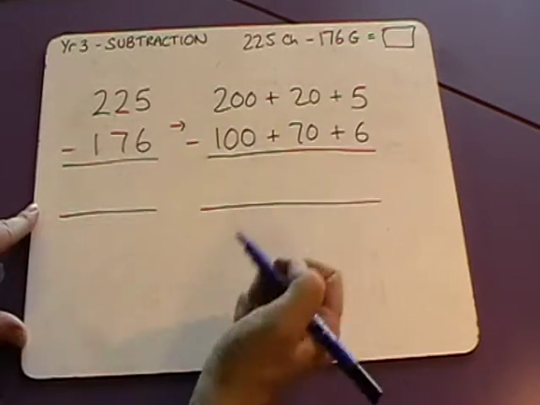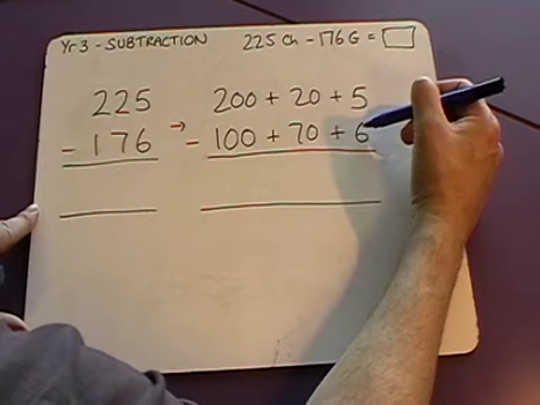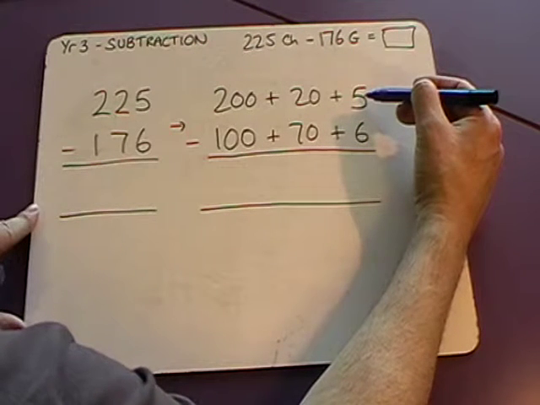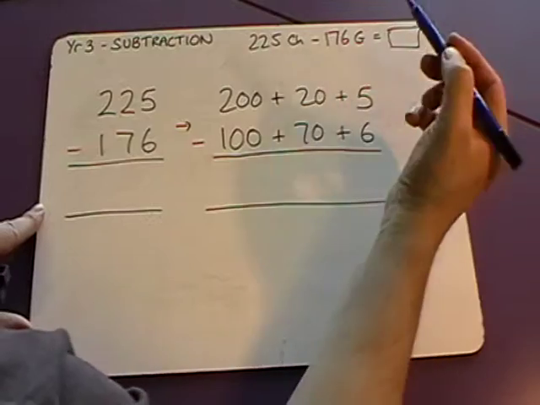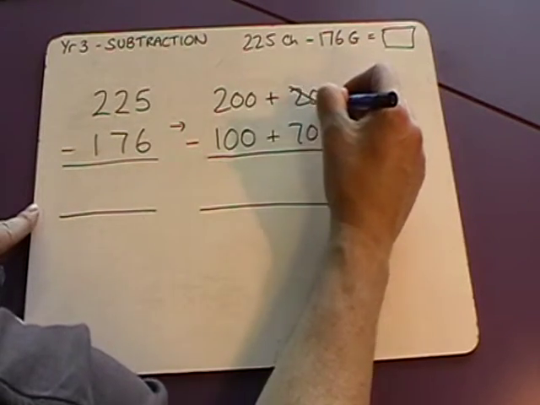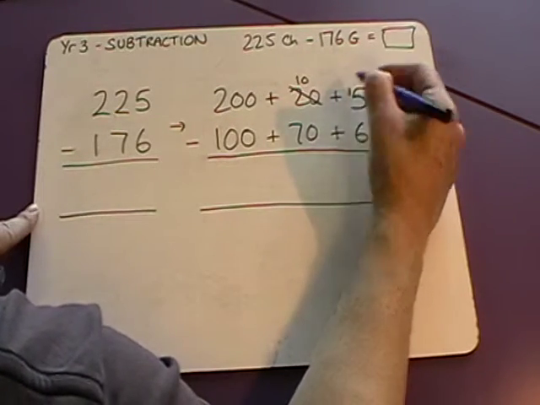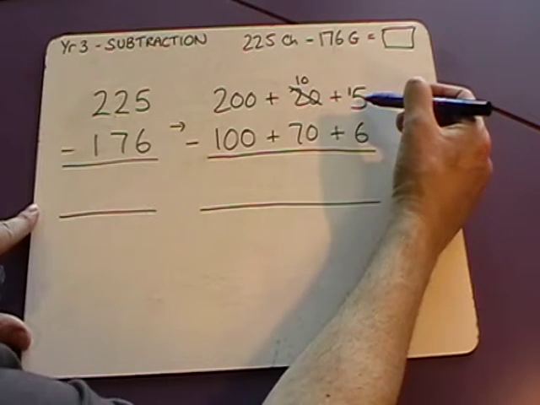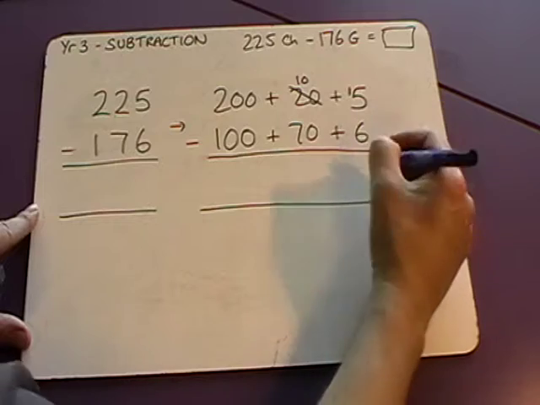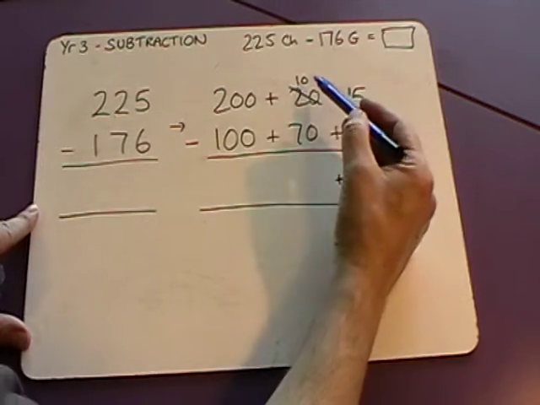Remember, we are subtracting. Now we have a problem here, because we've got 5 and we need to subtract 6, which we can't do. There aren't enough ones to subtract 6. So what we do need to do is borrow from the next column, and we borrow a 10 from here, which leaves us with 10, and we put the 10 over here to make 15. Now we've got 15 ones and we can subtract 6. 15 ones take away 6 is 9. Let's put our addition symbol in there.